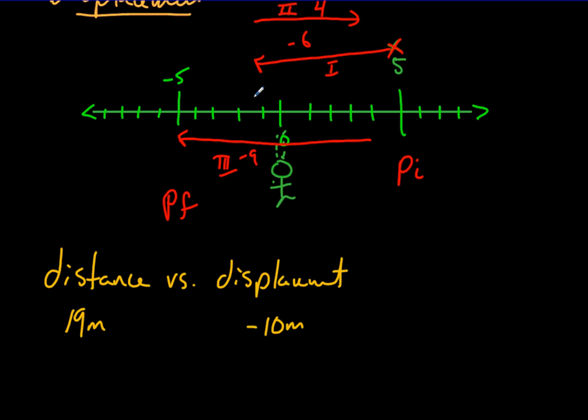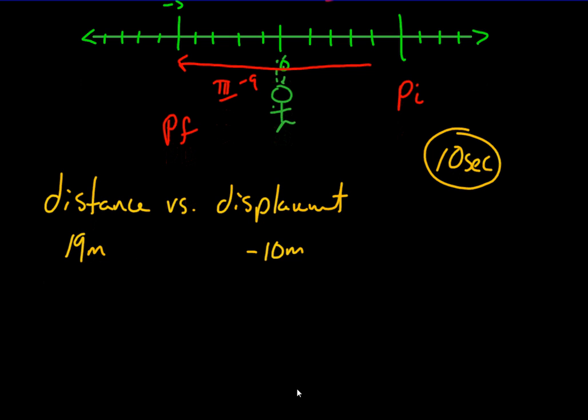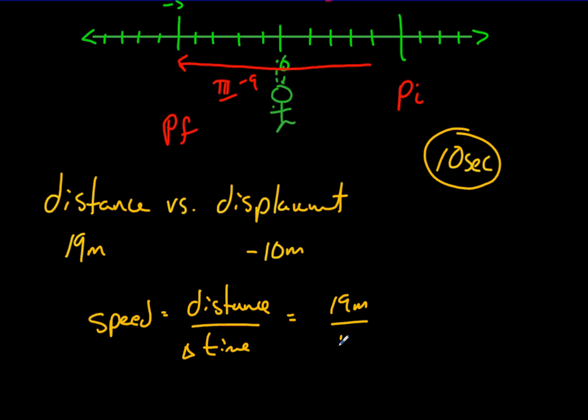These values are both associated with the same motion. One will give you a velocity when you do it over time, and one will give you a speed when you do it over time. So let's say this motion of the bunny took 10 seconds. Well, if it took 10 seconds, we can look at speed as being equal to distance over change in time. So that's 19 meters divided by 10 seconds equals 1.9 meters per second.